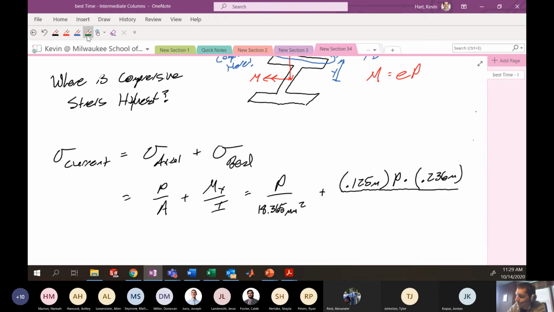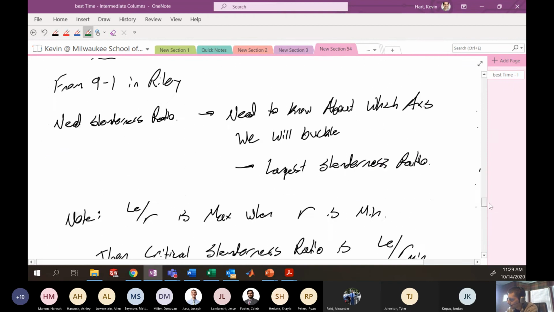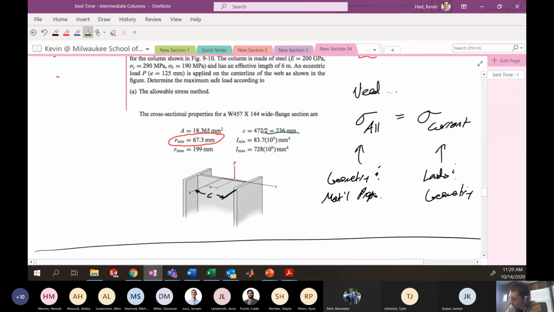All divided by the area moment of inertia. Now, I'm given two area moments of inertia in this problem, a minimum and a maximum. I know from my picture that my bending moment is going to be here, so I'm bending about the x-axis. But my question is: is Ix equal to I min or I max?